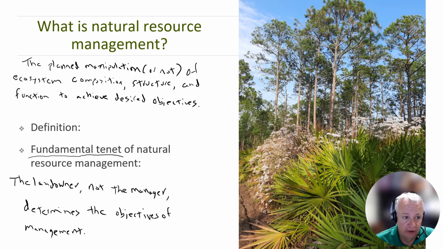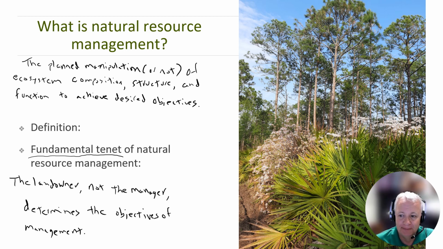Sometimes this is really straightforward. The landowner, you can talk to them directly and sometimes with a little help determine what their objectives are for a piece of property. Other times it may not be straightforward. So if you're the manager for a national forest, what is the landowner? Well, first, who is the landowner? That's a public agency that owns the national forests, and you can't talk to every citizen of the United States. Who is the landowner of that national forest?